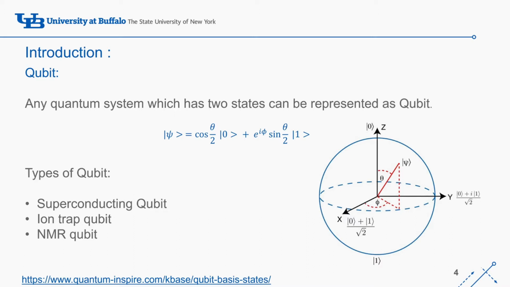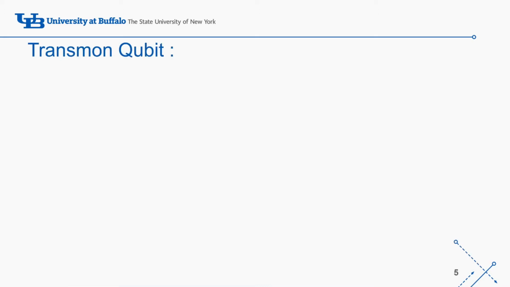Alright, so as I told you, there are many different physical realizations of a qubit. One particular is the superconducting qubit, and there are many others, some of which I have listed here. Second is ion trap qubit, then third is NMR, which is nuclear magnetic resonance qubit. For my talk here, I'll talk about one specific type of superconducting qubit that is known as the Transmon qubit.